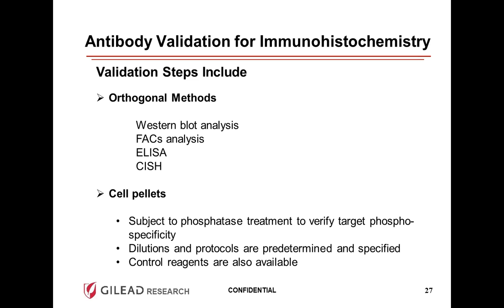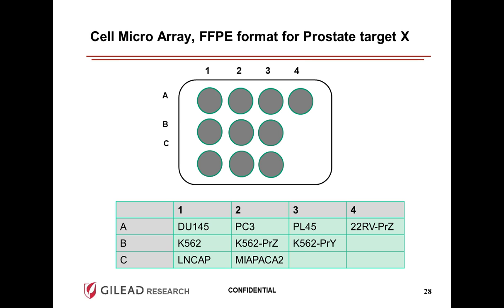What we usually do is start with cell pellets. We like cell pellets because you can use them as control reagents. You can overexpress, or you could do knockout cell pellets. We work with a lot of phosphospecific antibodies, so we're able to use phosphatase treatment to verify target phosphospecificity with cell pellets. These are definitely reagents that we like to use and have when we do our antibody validation.